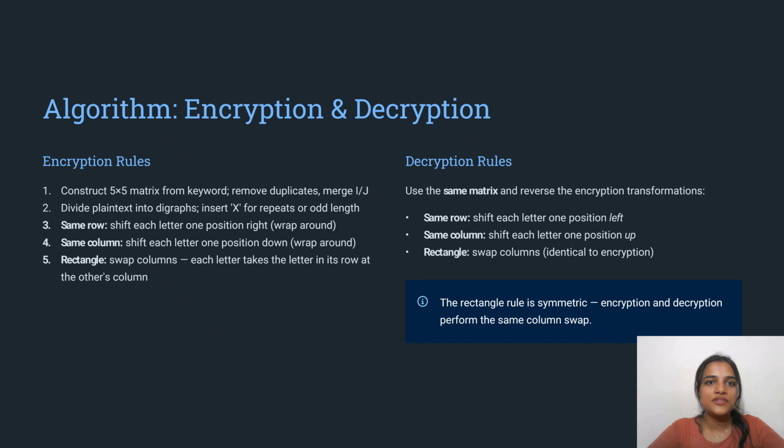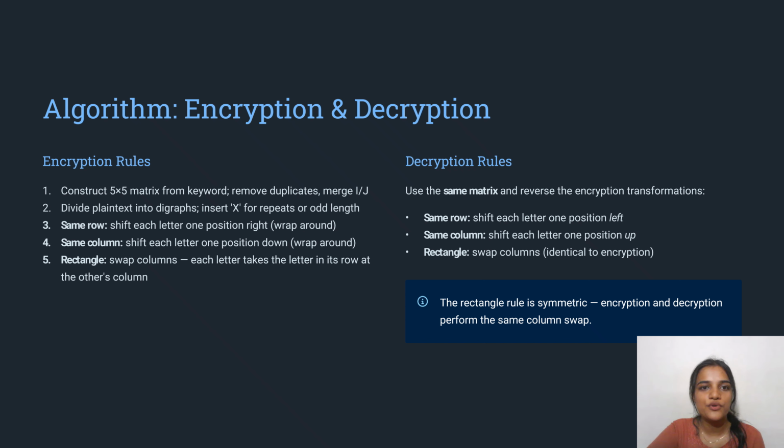Now let's get into the algorithm, both for encryption and decryption. Encryption rules. Step 1. Construct your 5x5 matrix from the keyword. Remove duplicate letters and merge I and J into one cell. Step 2. Divide your plaintext into digraphs, which are pairs of two letters. If a pair has the same letter repeated, insert an X between them. If the total length is odd, then add X at the end.